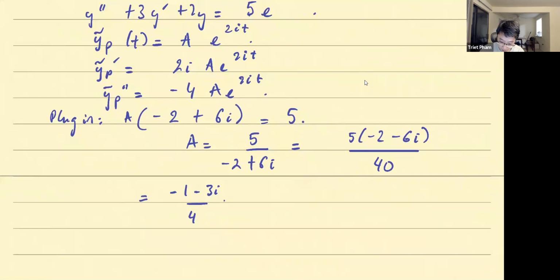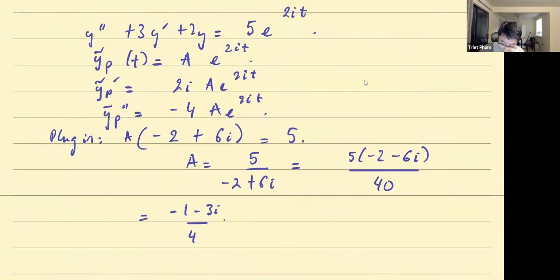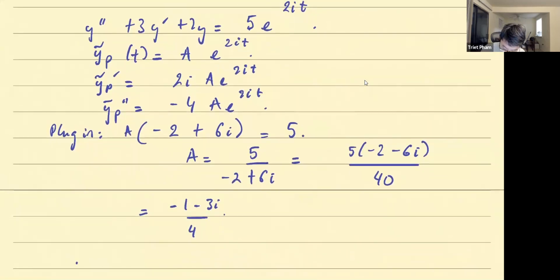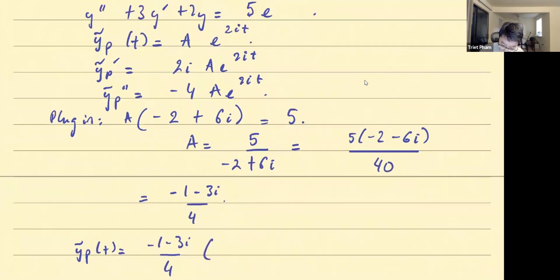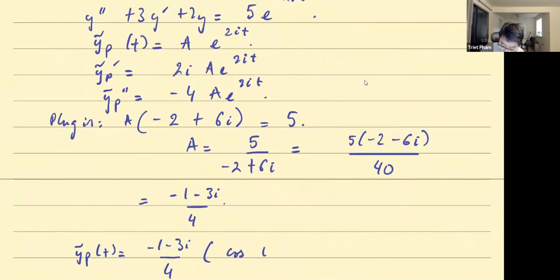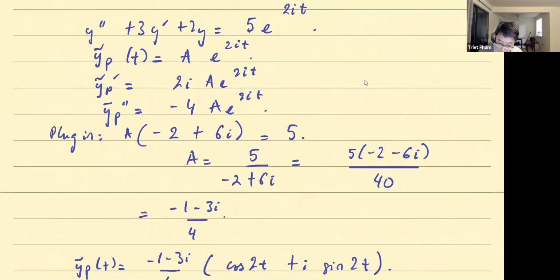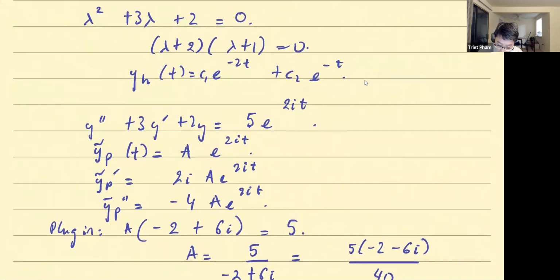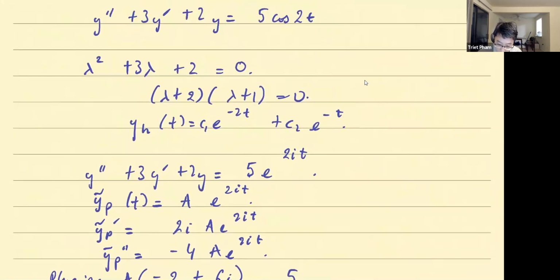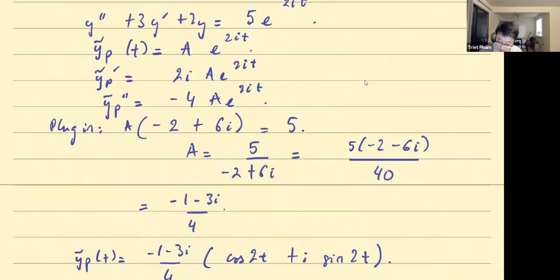Is that okay? So now you put that in. Basically, y tilde p is minus 1 minus 3i over 4 times cosine of 2t plus i sine of 2t. Okay? And what do we want to pick? The real part or the imaginary part of this?